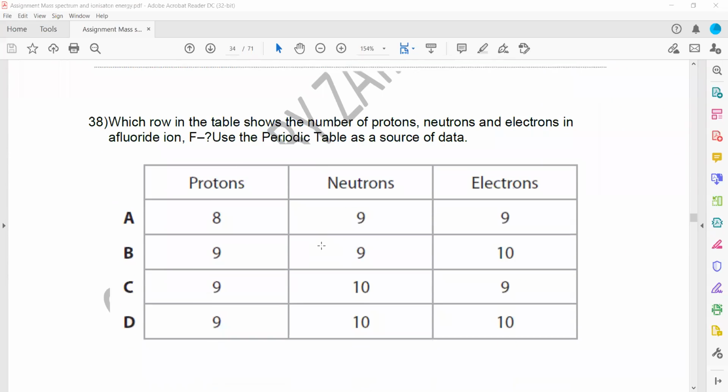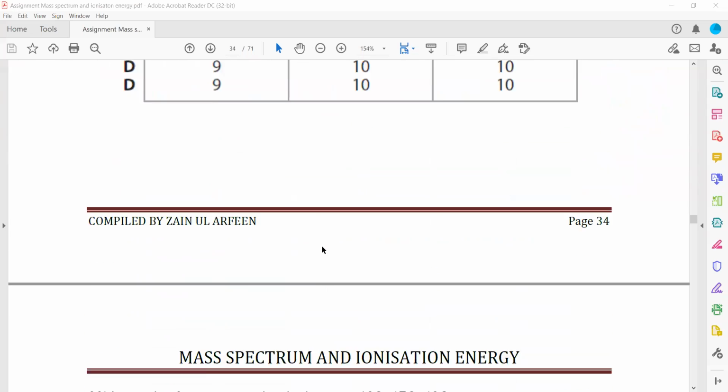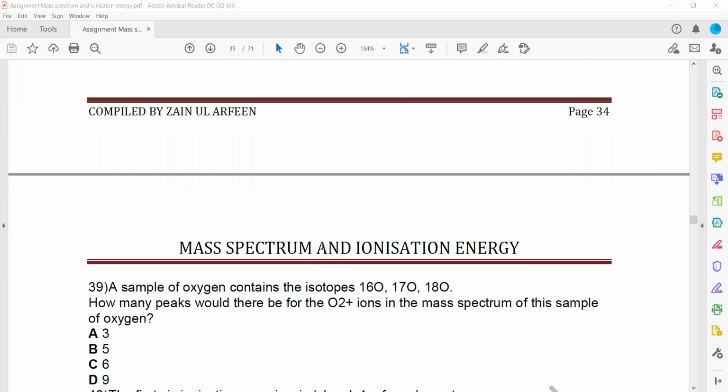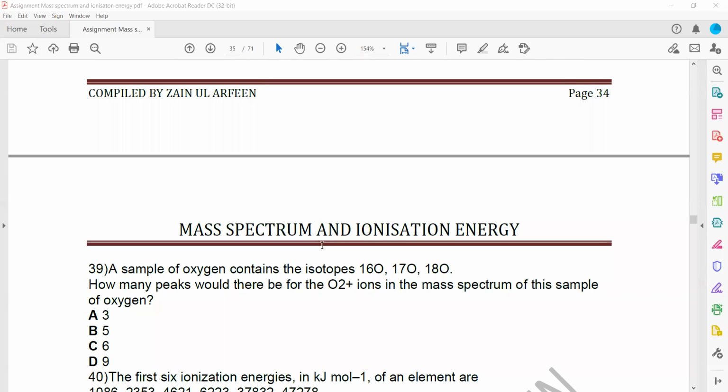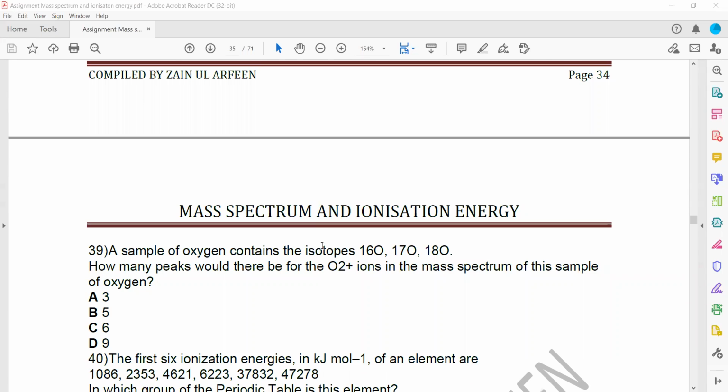Then 37A, this was 37A2, and then we have 39.